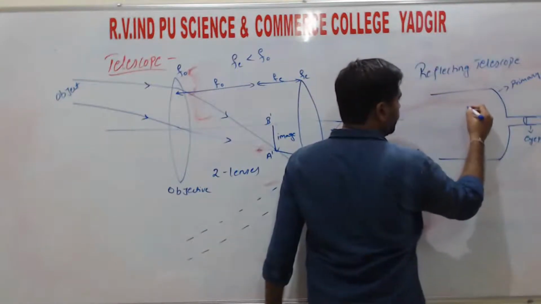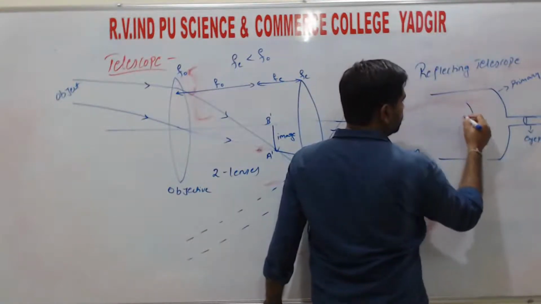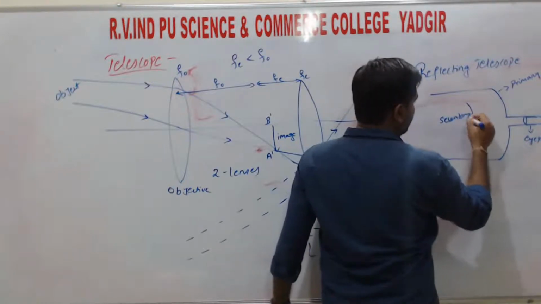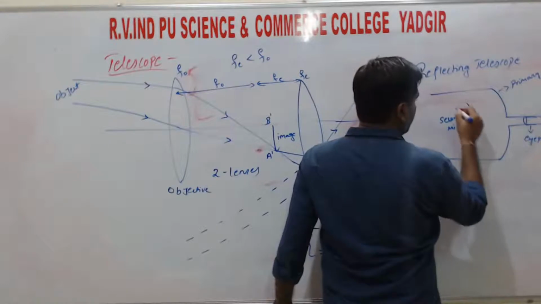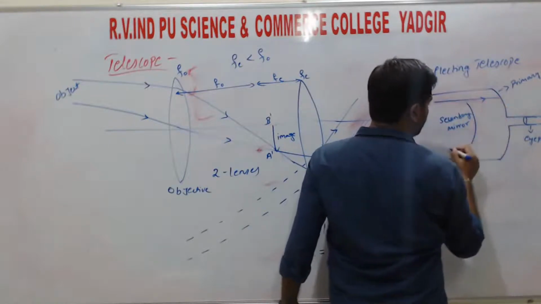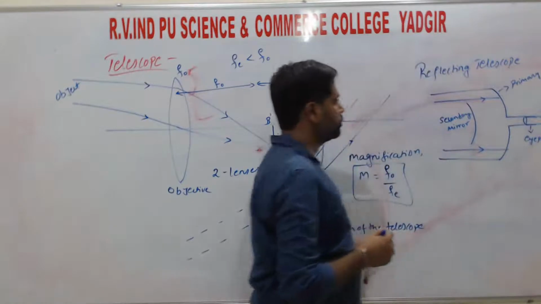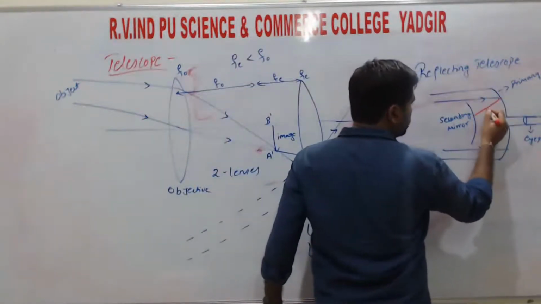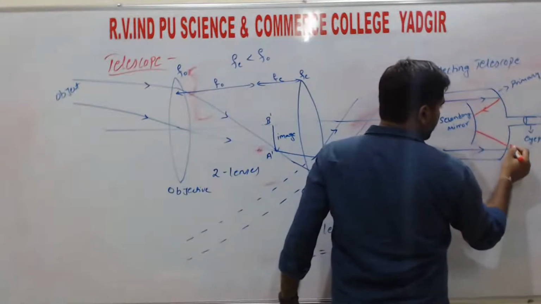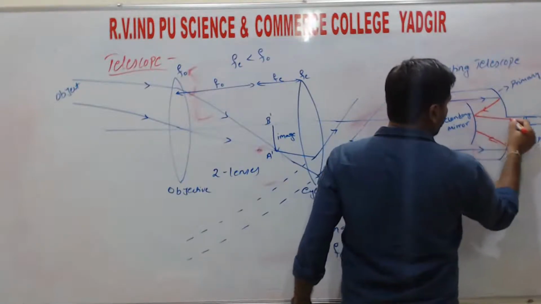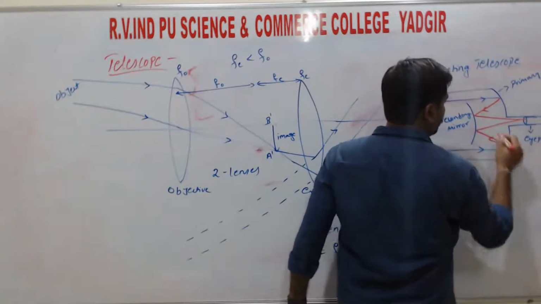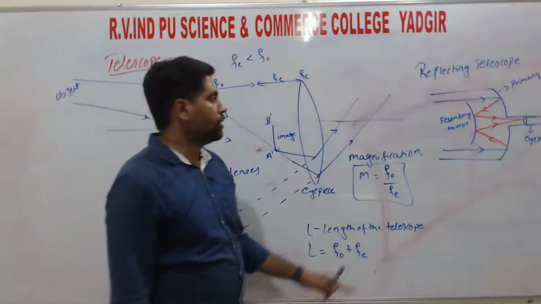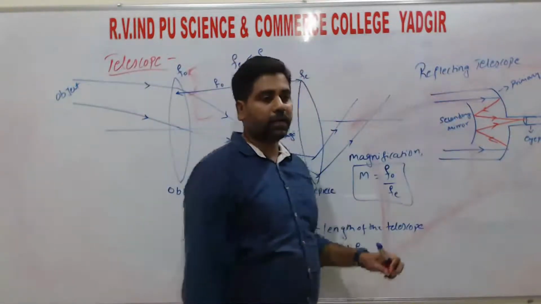And here we have the secondary mirror, right? So when the rays fall onto the reflecting surface, after reflecting they fall onto the second mirror, and after reflecting they meet at the eyepiece, right? So this is the ray diagram for the reflecting telescope.